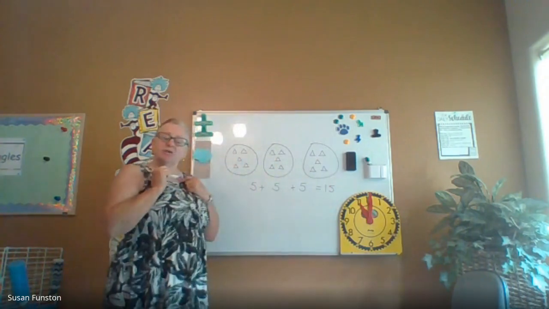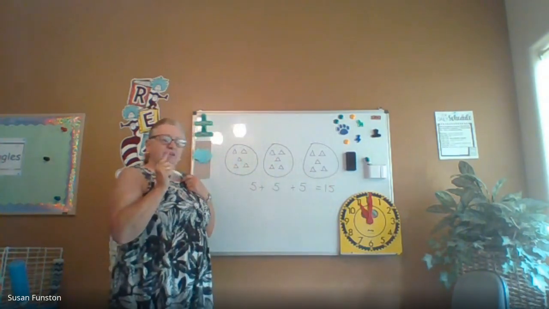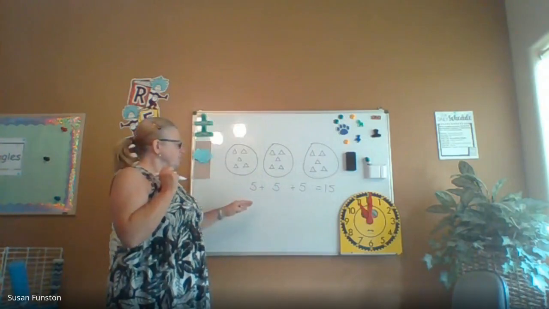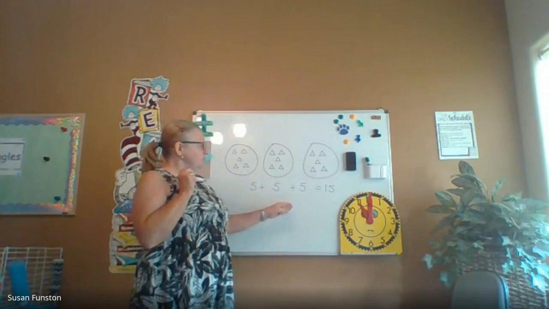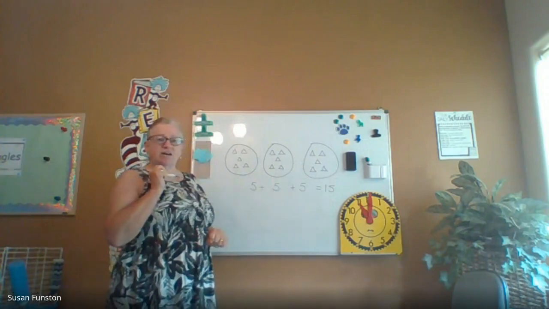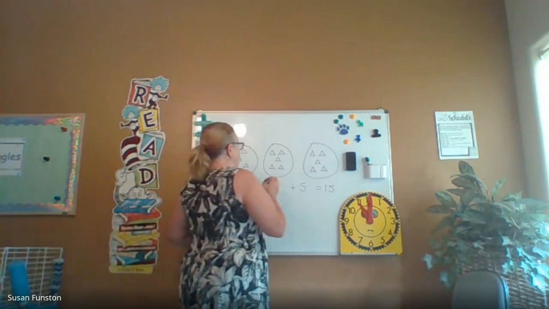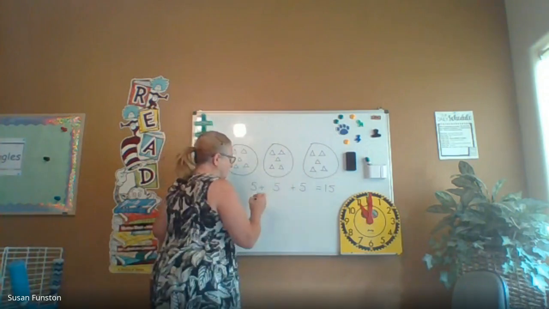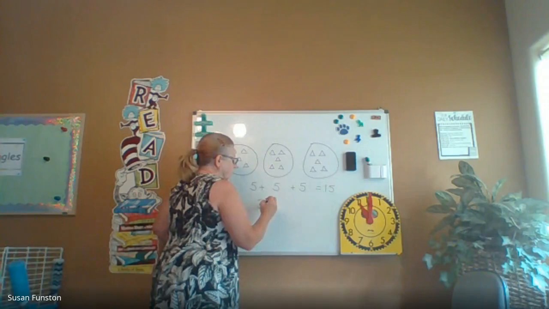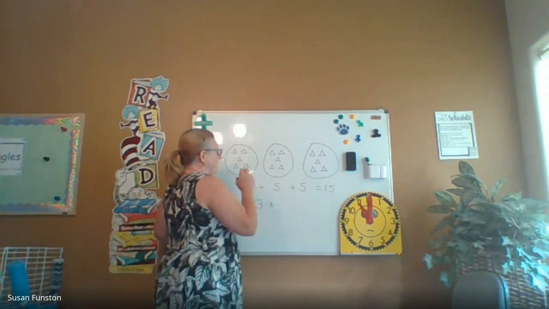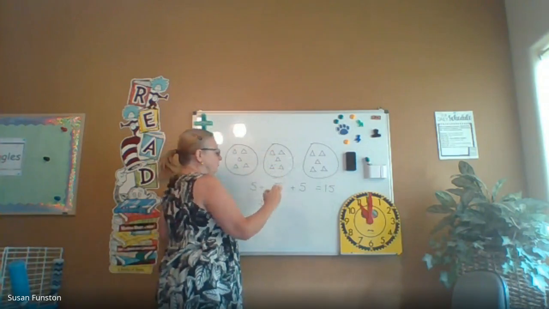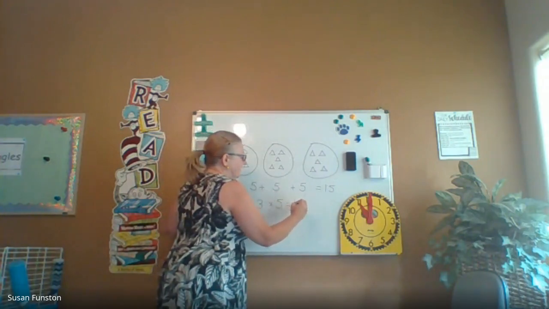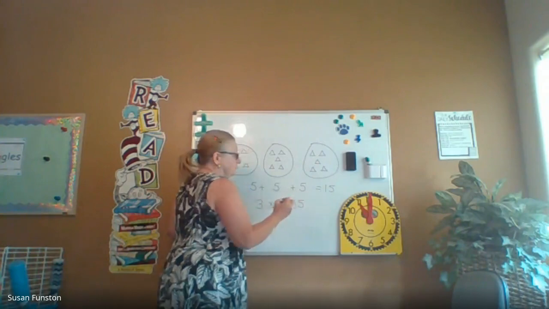But what if I want to use multiplication? I need my two factors. My factors are the two numbers I'm multiplying together. So some factor times another factor is going to give us our answer, which is 15. So how many groups do I have? 1, 2, 3. 3 groups is one factor. How many are in each group? 1, 2, 3, 4, 5 is my second factor. And my answer is still 15.